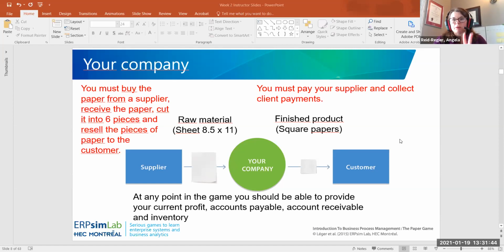You're allowed 2 pieces of paper, and on those pieces of paper, you're to keep track of everything that's going on. At any point in the game, you should be able to provide what your current profit is, your accounts payable, so what you owe to your suppliers, accounts receivable, so what your customers owe you, and how much inventory you have on hand.